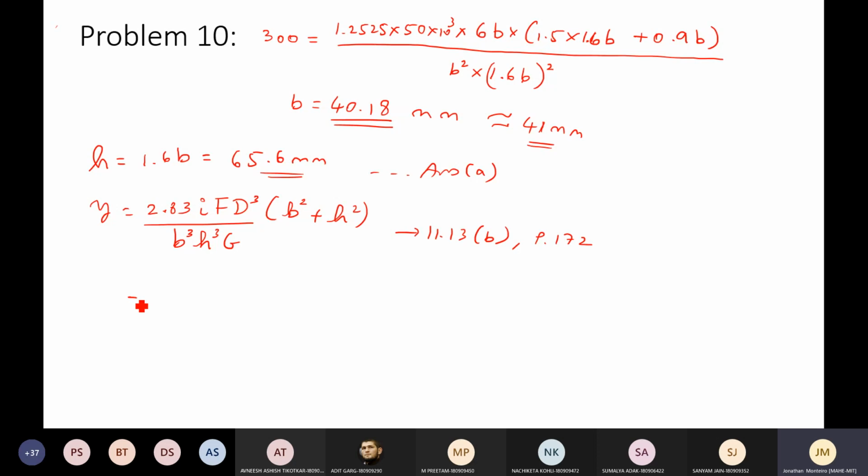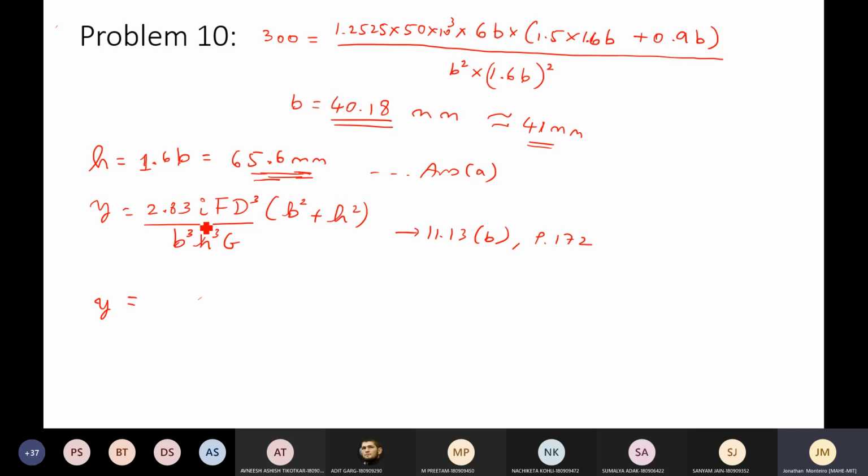So here the only unknown is y. The rest of the things you know. See that all the units are properly placed. Once we have rounded off b, there is no need to round off this h, because if you round off h, then this 1.6b will no longer hold good. You can round off only one item here, 41. Then 65.6 will remain as it is because the ratio is 1.6. Suppose you round off this also, then you might have to change b also. So let us keep it as it is.